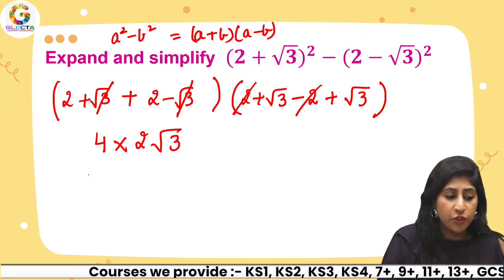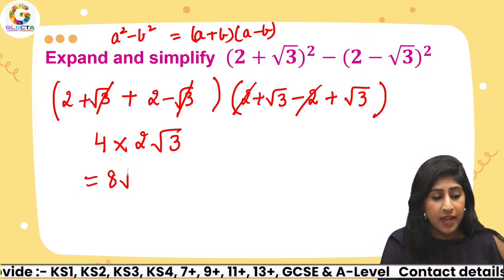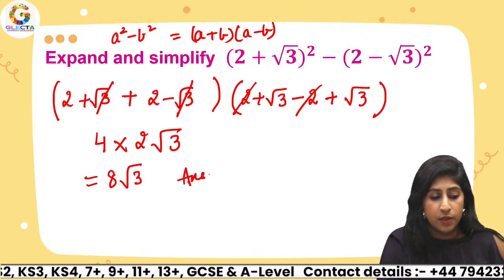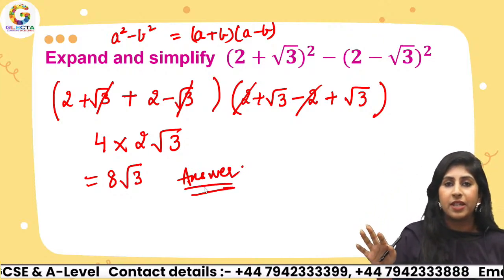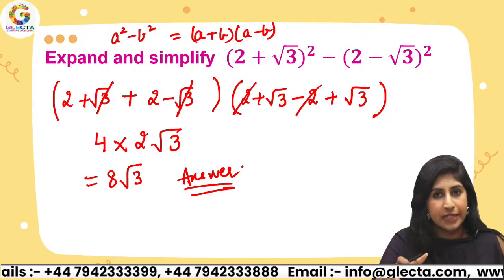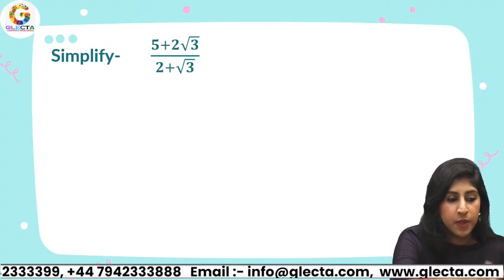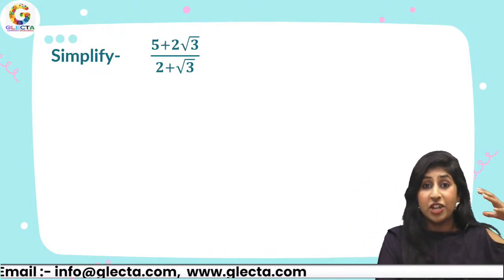Alright, so for this one, as I said, we can multiply it. 4 times 2, 8. 8 surd 3 is my answer. I got my answer in 2 easy steps, right? If you would have expanded the brackets, then it would be a little difficult and you would have to do a lot of steps. Now the third category of questions, that is rationalization.